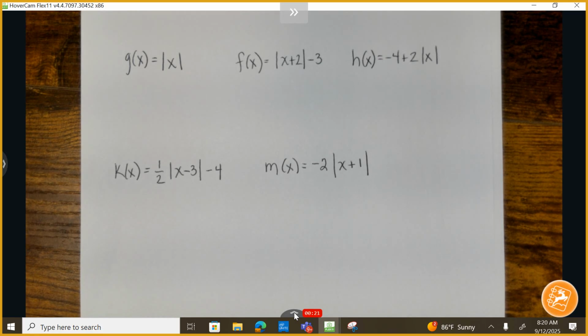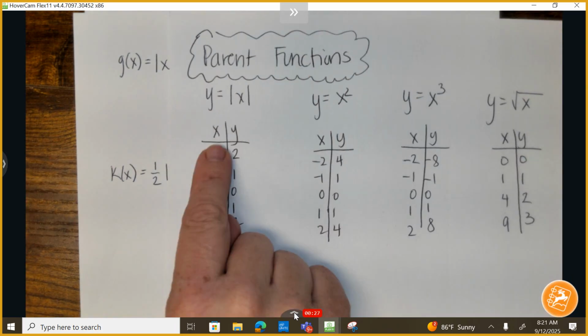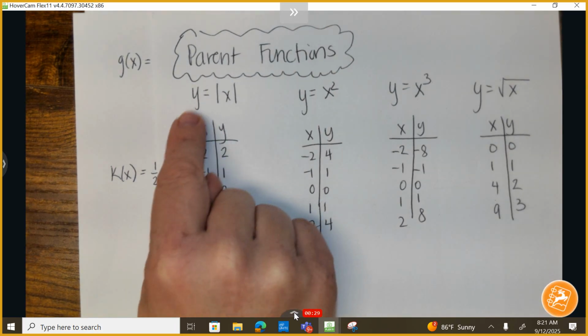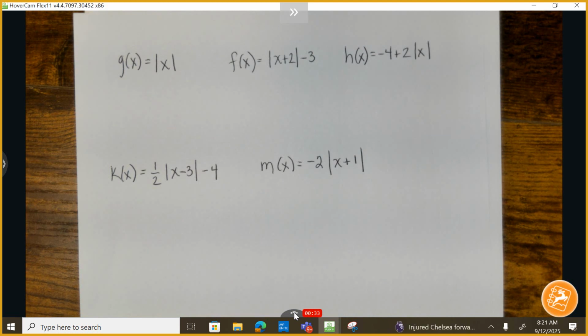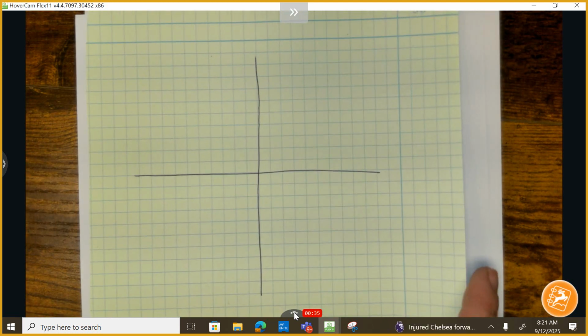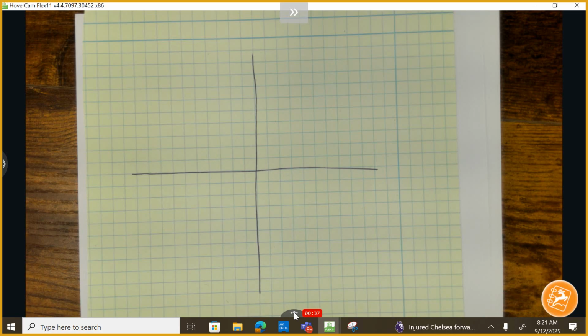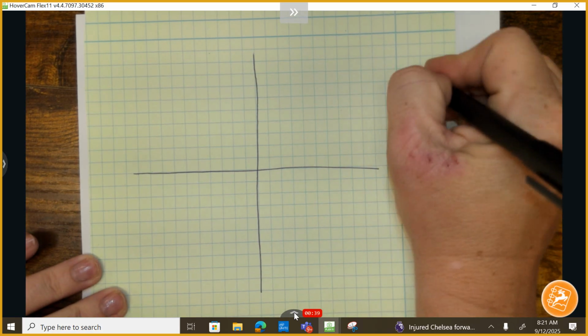Each of these is an example of an absolute value function. Now, how can I use this data? This is going to be numbers that come from the ordered pairs from an absolute value. So the first thing I'm going to do is I've already created a graph that we can use, and then I'm going to go off to the side and write this down. So this is going to be absolute value.